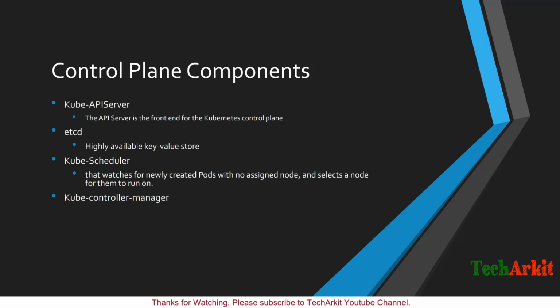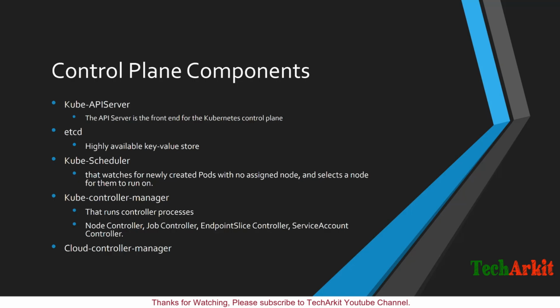Kube controller manager. The controller manager is a very important component after the API server, and it has many roles involved. It runs controller processes. All the controller processes are controlled by this controller manager, such as the node controller, job controller, endpoint slice controller, and service account controller. There are so many other components which the controller manager controls.